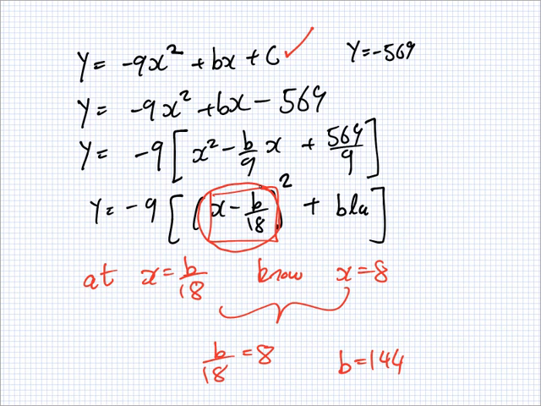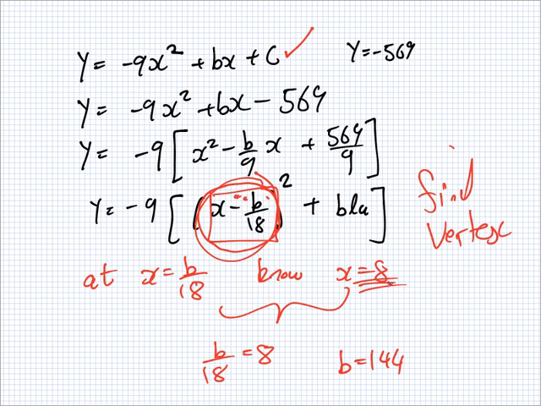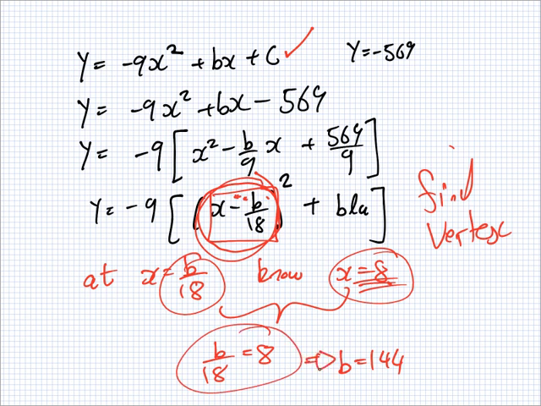Yeah, because that's how you normally find the vertex, you know? To find the vertex, what you do is you picture this piece here as 0. We know that the vertex happens at 8, so whatever makes this 0 should also be 8, so this has to be the same as that. You picture the square part as 0. Yeah. So the only way that could be 0 is if x is b over 18. But you know what x should be. x should be 8. So therefore b over 18 should be 8.